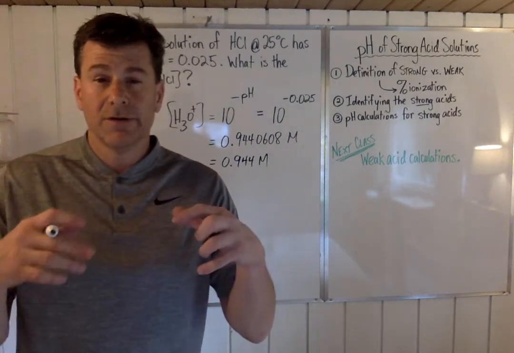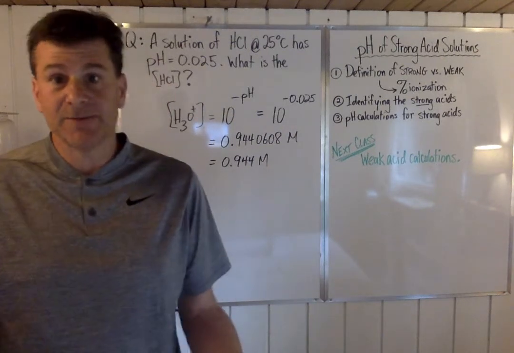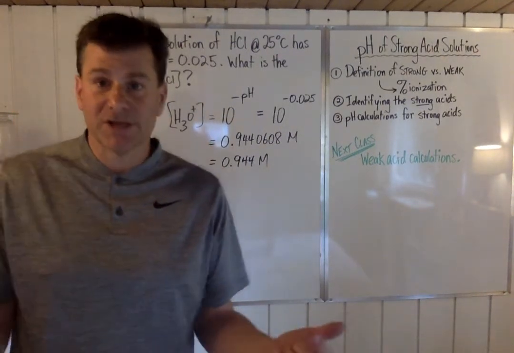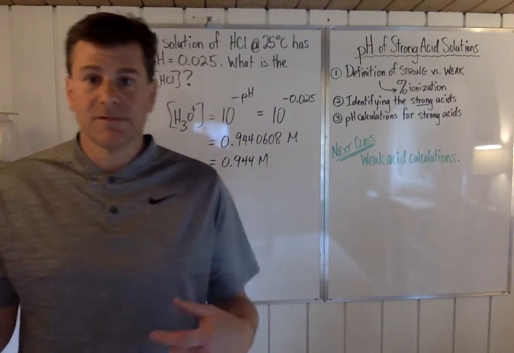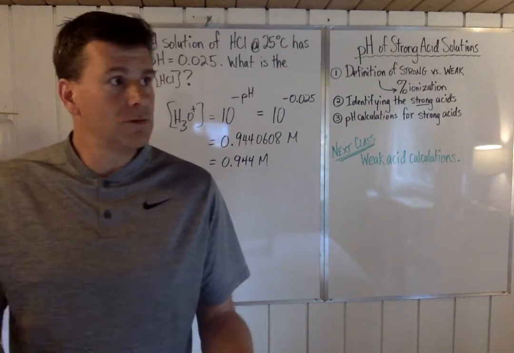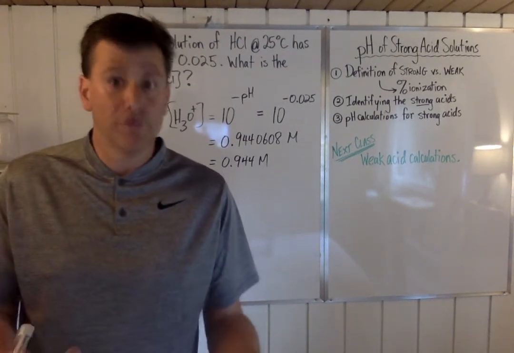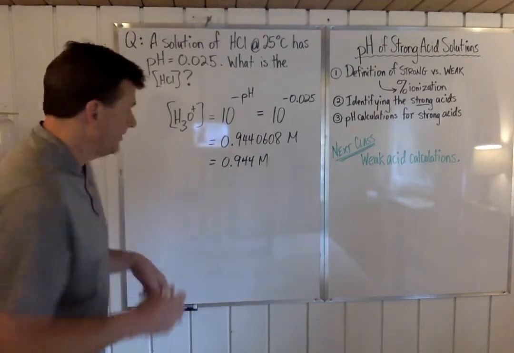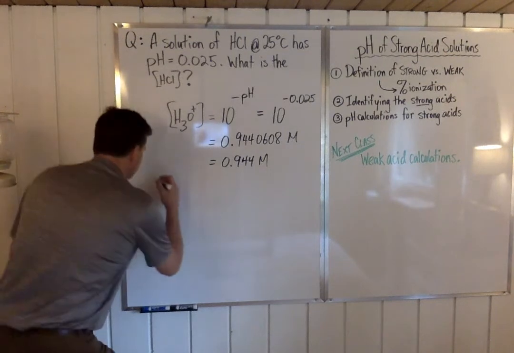Now, you can just jump to the chase and say, well, the HCl concentration had to be the same number. This is a 100% strong acid, so all the hydronium equals the HCl. So it's 0.944. If you've been asked to logically provide some evidence or proof of why that is, then I accept this. Chemical equations tend to work.